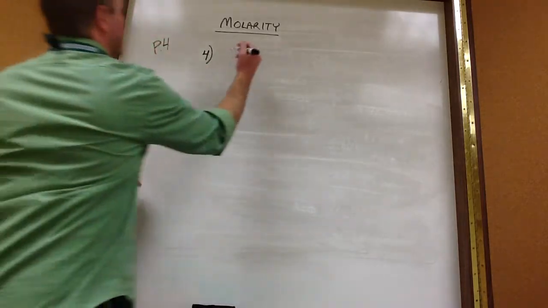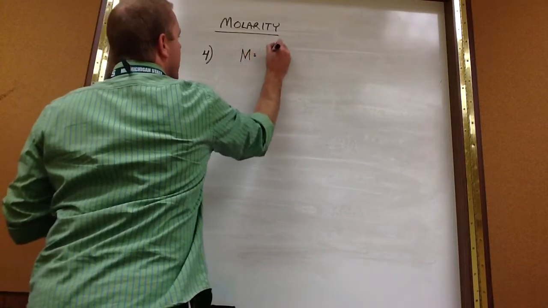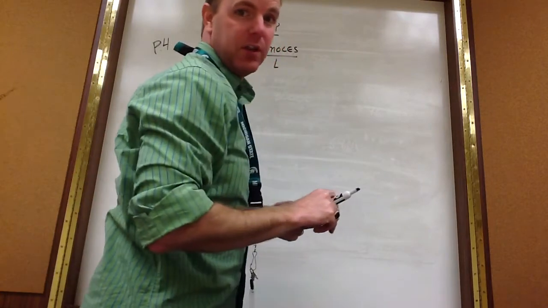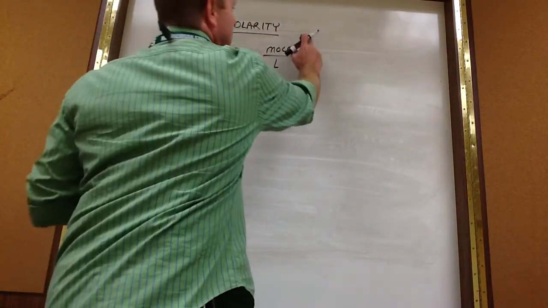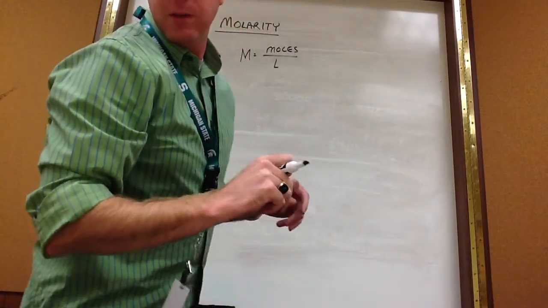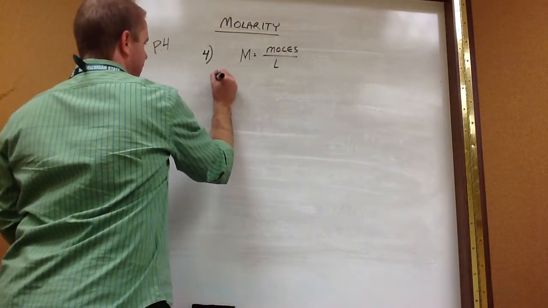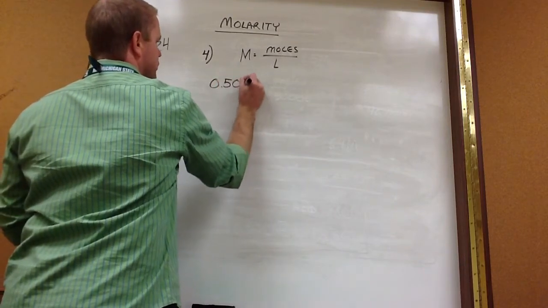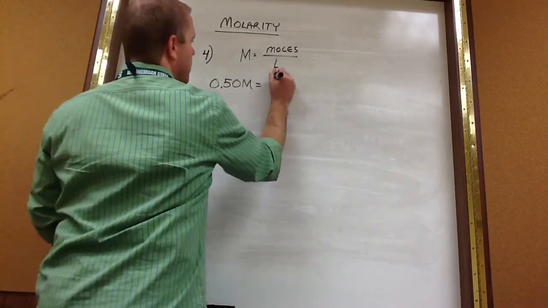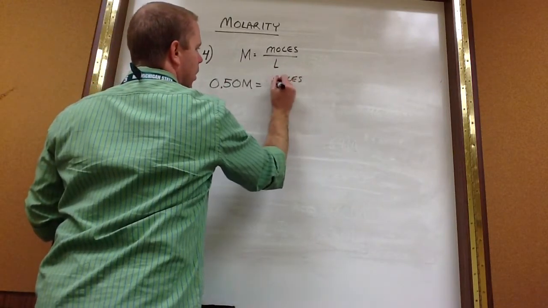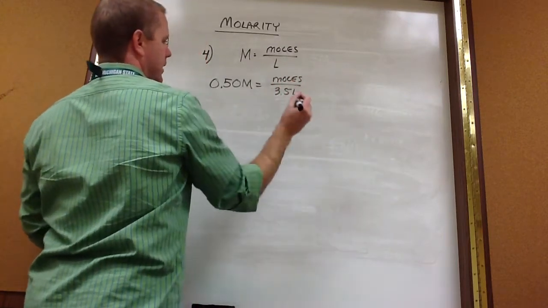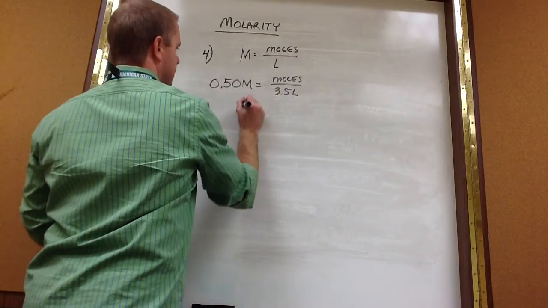First of all, we need to remember that molarity is equal to moles per liter, right? The problem here is you're asked for grams. So you're going to figure out the moles, then take the moles and turn them into grams. Here's how we do that. We have a 0.50 molar solution, and that is equal to moles over 3.5 liters. We multiply both sides by 3.5, and you get moles equals.